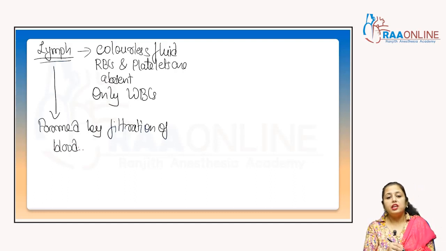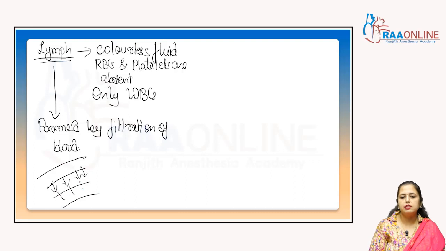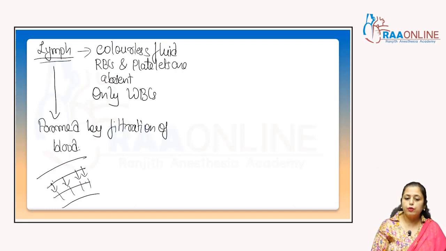To maintain the osmotic pressure, what will happen? Some amount of fluid from the blood vessel is filtered into the interstitial spaces, and lymph capillaries absorb this interstitial fluid, right? And this fluid goes through the lymph vessels and lymph nodes, and it is called the lymph, which is a colorless fluid, right?